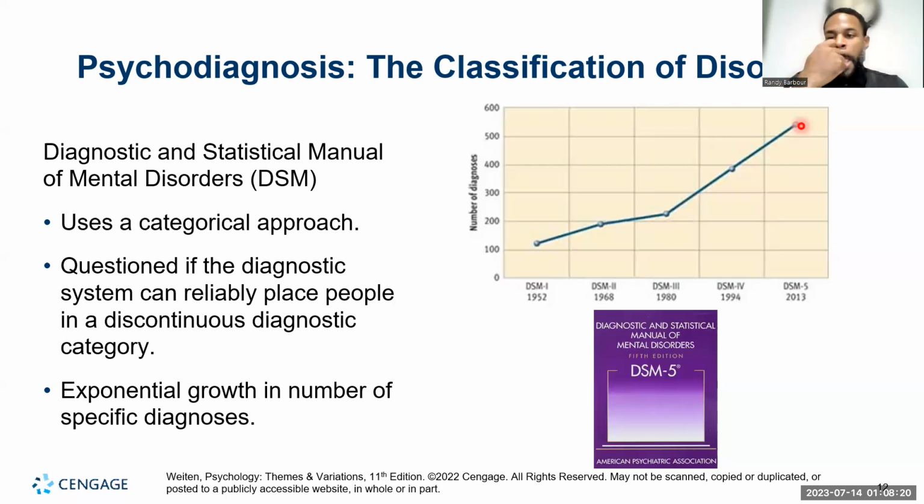But again, there is some questioning about how we categorize and how we use the categorical approach. With categories, oftentimes that draws a distinct line between diagnoses and between these categories. But what we'll see later is that many of these diagnoses, many of these mental illnesses and mental disorders, overlap in some way, right? So there is not this discontinuous diagnostic category, right?